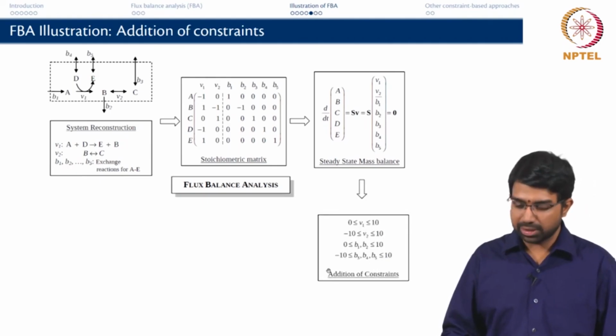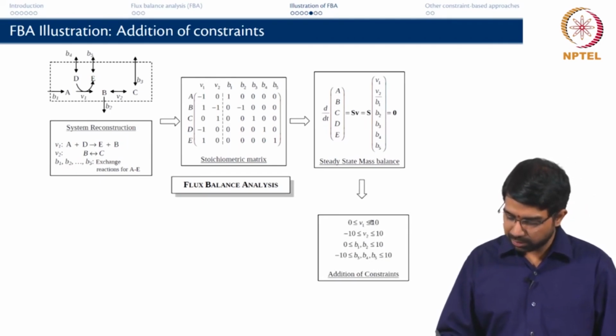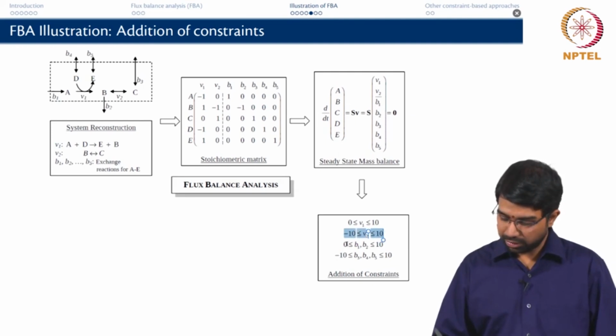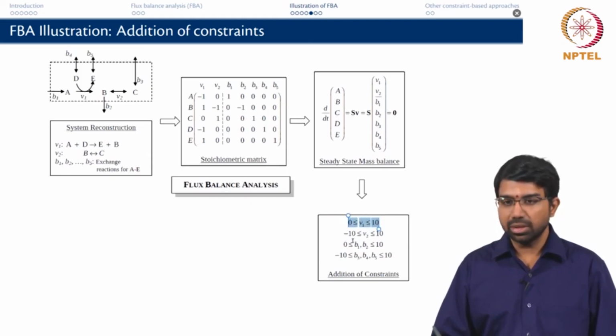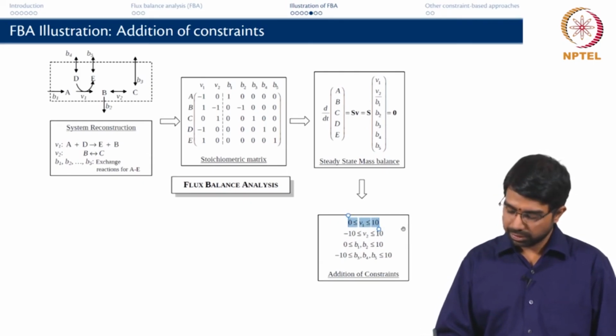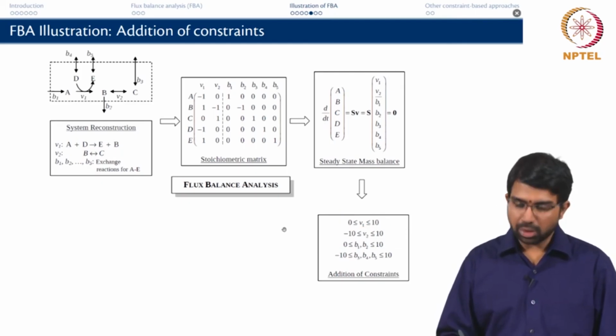So, the next step, you put in other constraints from your knowledge of biology or whatever. Here I have put some toy constraints. I say 0 less than equals V1 less than equals 10, minus 10 less than equals V2 less than equals 10. So, typically for any reversible reaction, I would have the constraint in both directions, but for the irreversible reaction, it is only in one direction. What is the next step?